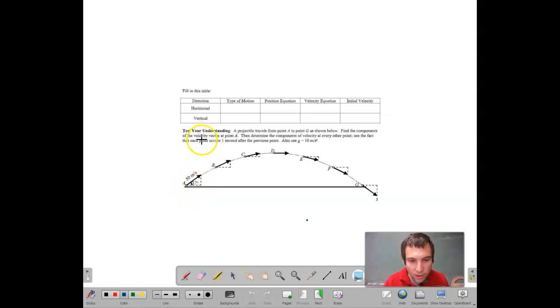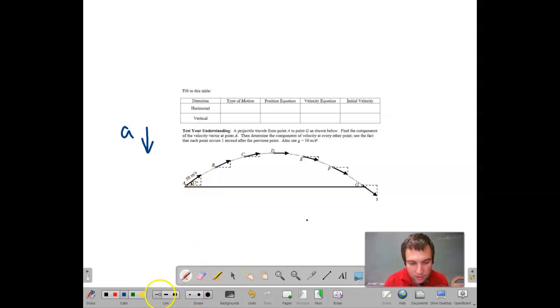Use the fact that each point occurs 1 second after the previous, and we're using g equals 10 meters per second squared, and that, of course, is in the down direction. I'm just going to make a quick note of my acceleration going down. Alright, so when we look at this first one, we're given the initial velocity, and it's launched at an angle. So we're resolving this into its components.